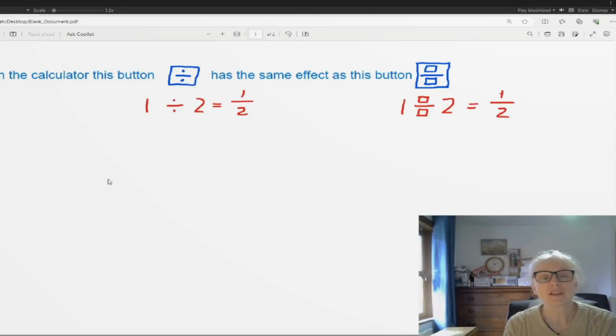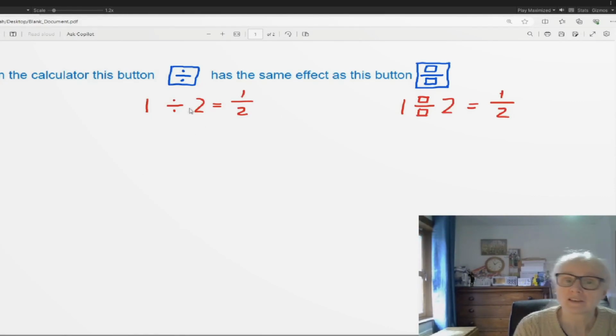Hi there. Today I'm going to talk about why the division symbol and the fraction symbol look so similar. Let's say you had 1 divided by 2. Those two little dots in the division symbol represent the places where you would put the numbers if that first number was going to be put on the top and that second number was going to be put on the bottom. So what this is saying is, what's 1 divided by 2?